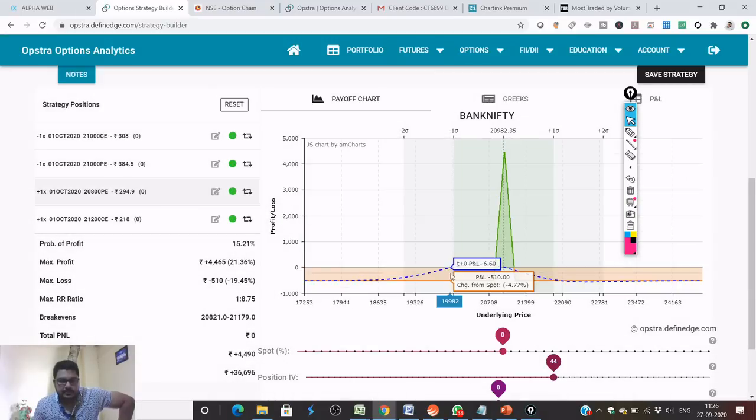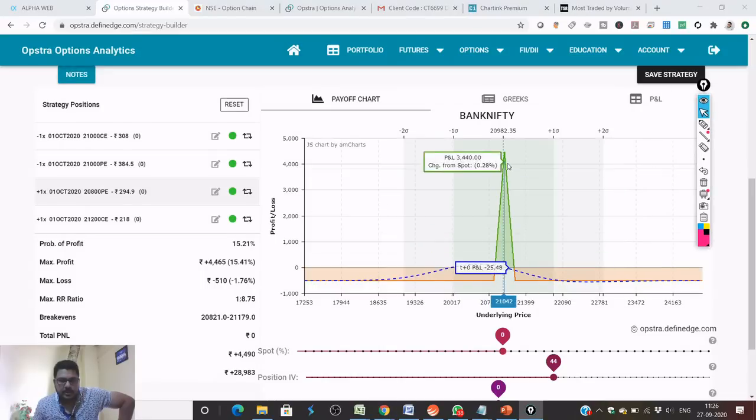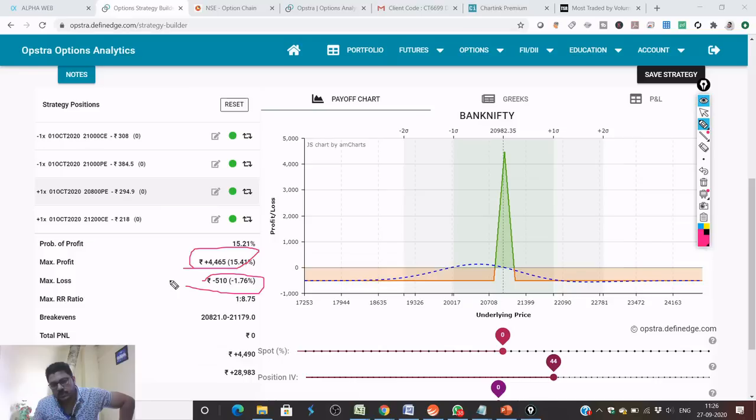Let's see what happens. Oh, again we got the same iron fly. This is called an iron fly, where we are selling a straddle and then buying the call and put near, which is close to the straddle. So your maximum loss is this much, maximum profit is this much. So what is the ratio? It is about close to a 1:10 ratio at expiry. Okay, the probability is less and the range is also really small, about a 200 point range.